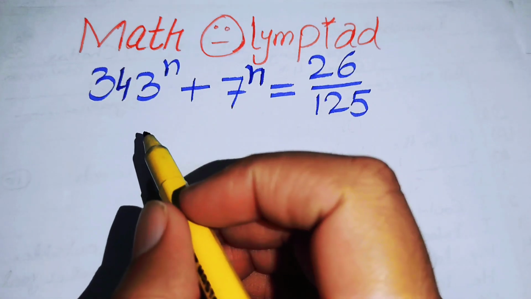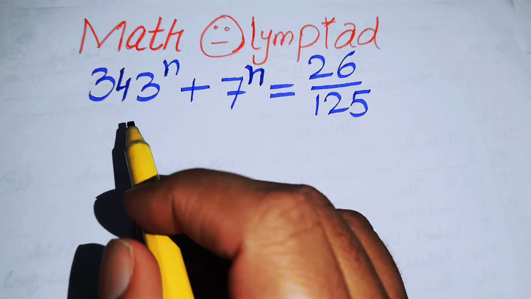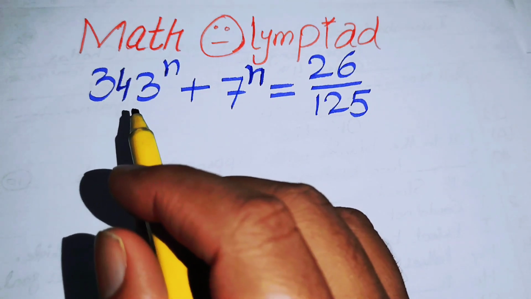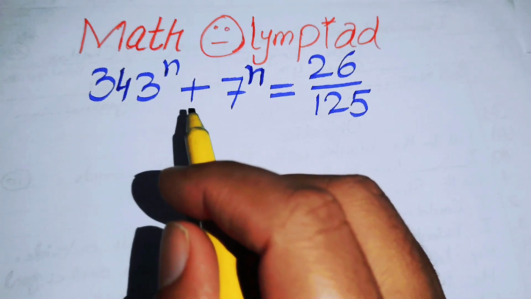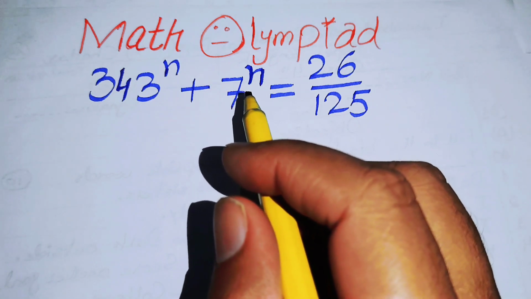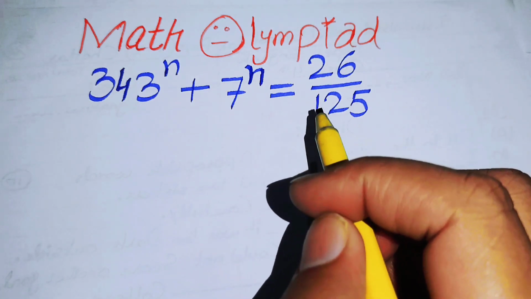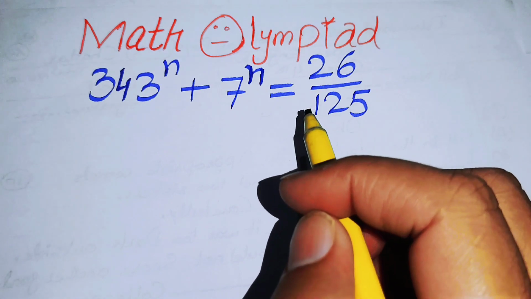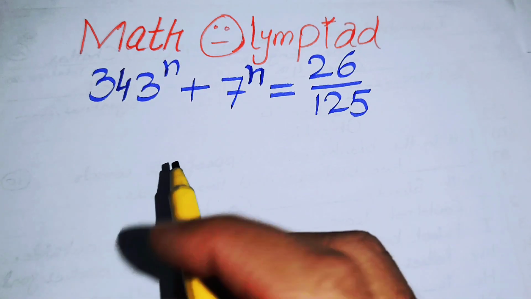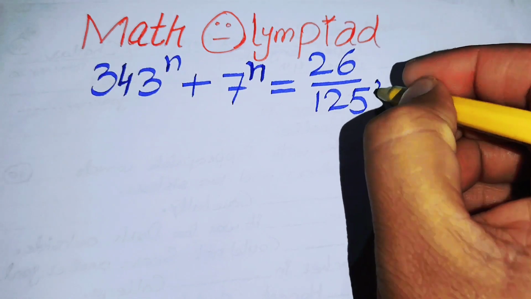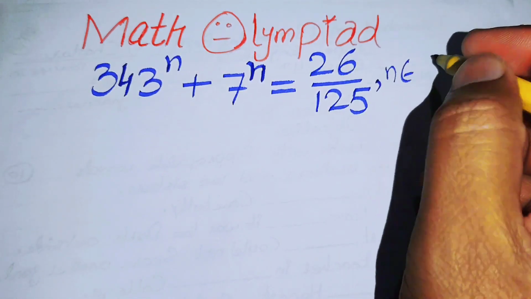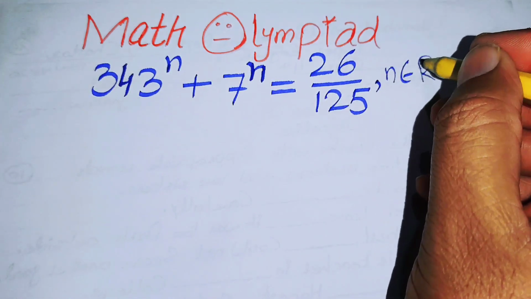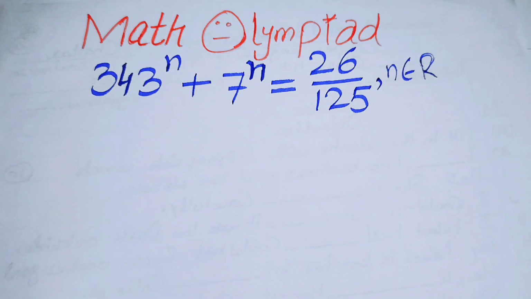In this video we are going to solve this nice algebra problem, and here we have 343 to the power n plus 7 to the power of n equals 26 over 125, and we will solve this problem for the real values of n. So here we need to solve this problem for n belongs to R.